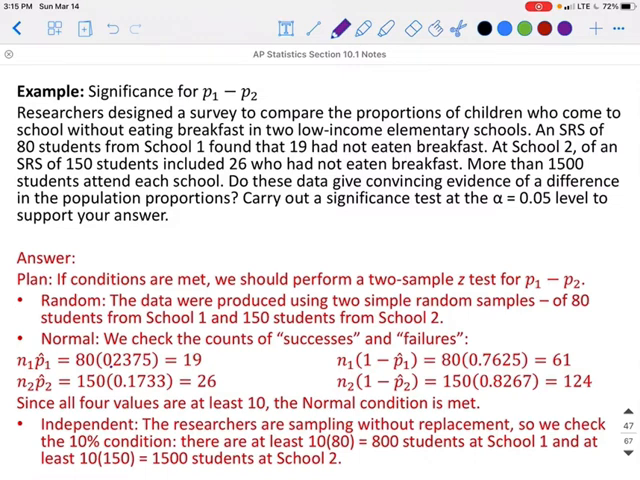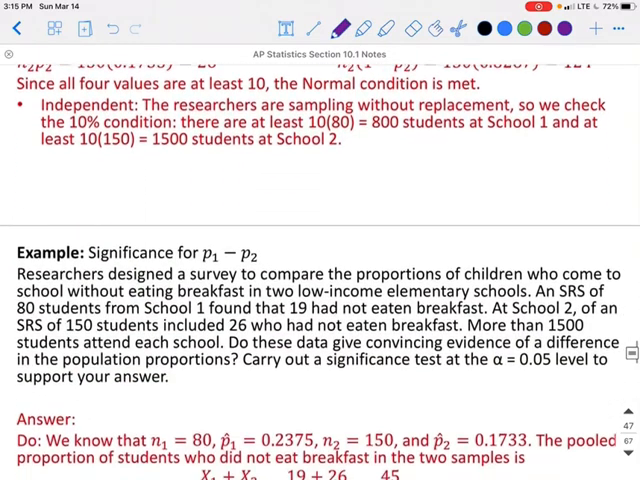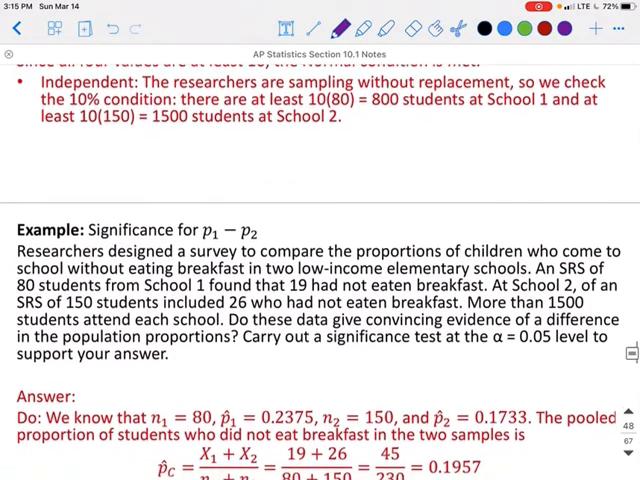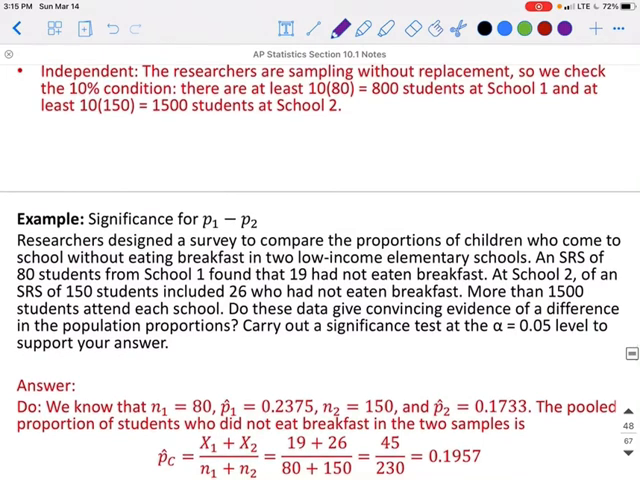Next is our do. So we know that our sample size for population 1 is 80, and the probability of success, or our p hat for that one, is 0.2375. The sample size for population 2 is 150, and p hat 2 is equal to 0.1733.